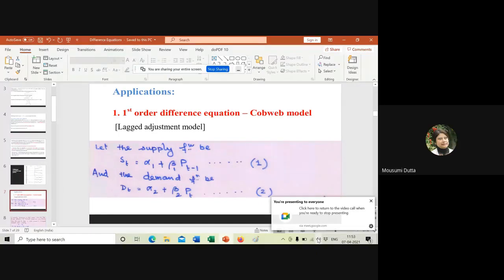Yes, demand adjusts instantaneously, okay? That means for the demanders, it's not that what was the price on day one, on the basis of that I'll determine the demand, how much I'll purchase from the market. The situation is not like that. The demanders go to the market, look at the price, and decide how much they will buy.